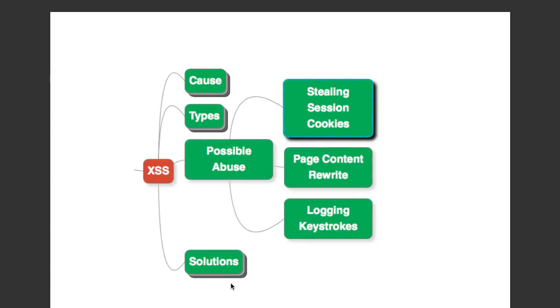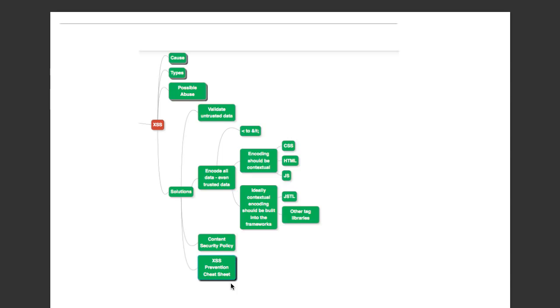We discussed what a hacker would be able to do if he's able to do cross-site scripting. He can steal your session cookies. He can rewrite the content of the page, or he can see what keystrokes are being logged and capture user IDs and passwords. We discussed the solutions: validation, encoding, and contextual encoding. Other than that, we said content security policy and the cross-site scripting prevention cheat sheet are the best references to find solutions for cross-site scripting.